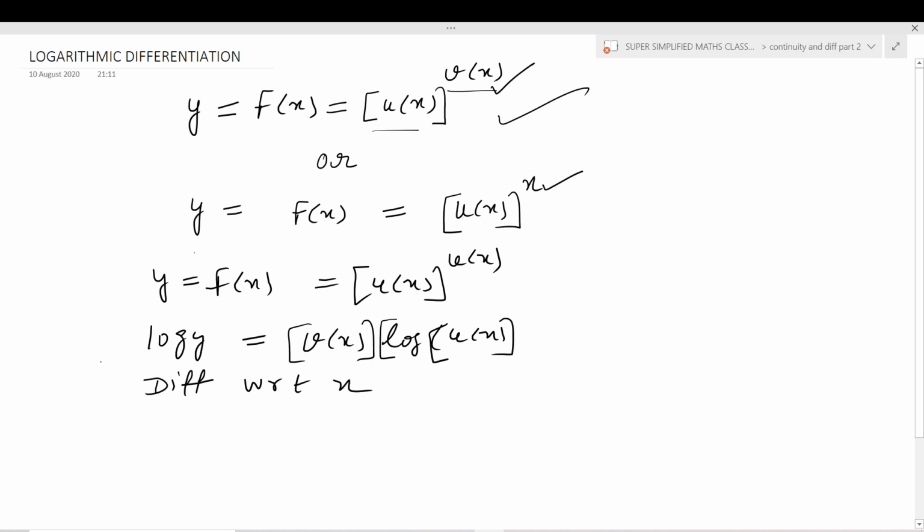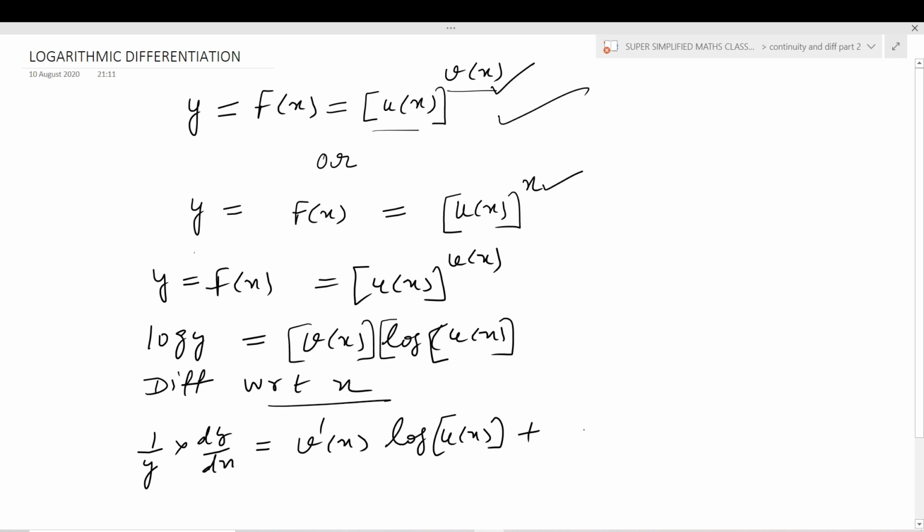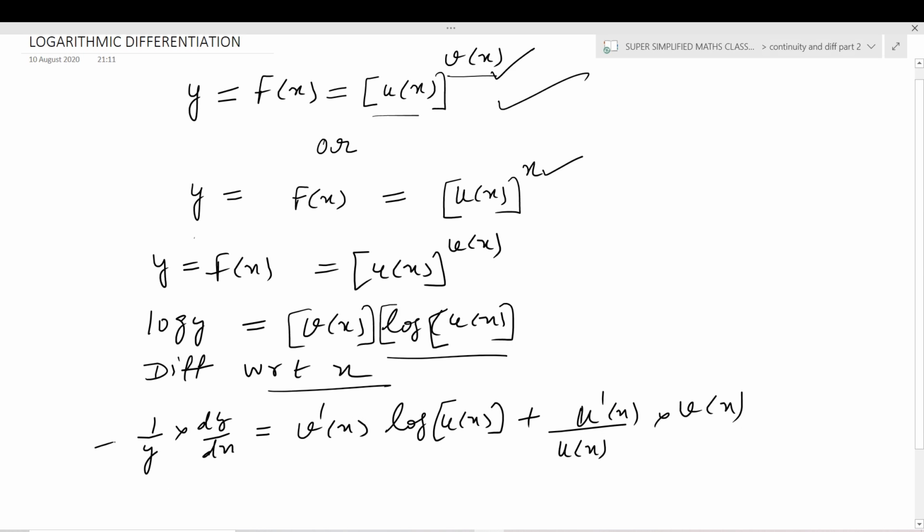Since you are differentiating with respect to x, the differentiation of log y will be 1 by y into dy by dx, and we differentiate the right hand side using the product rule. So the derivative of v(x) is v dash x into log of u(x), plus the derivative of log u(x). What is the derivative of log u(x)? It will be 1 upon u(x) into u dash x into v(x). So this is how we differentiate any function having power as a function of x.